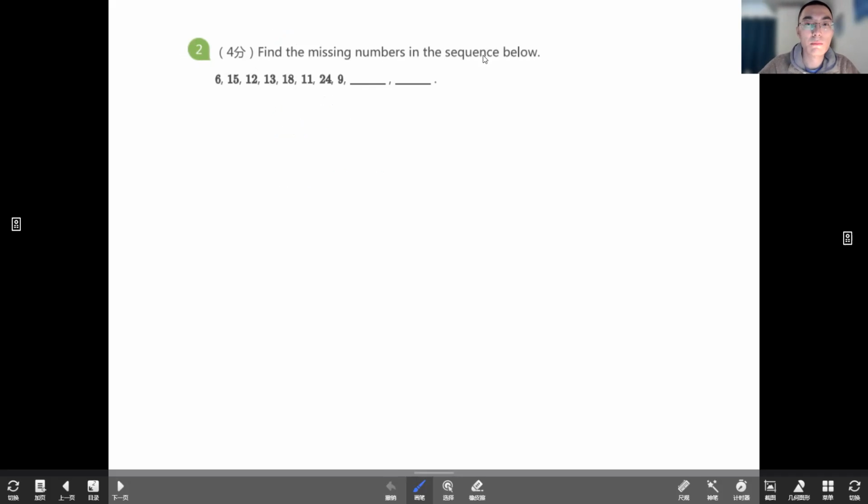Right, okay, so let's keep going with question number 2. Find the missing numbers in the sequence below. So let's look at this sequence. We have 6, 15, 12, 13, 18, 11, 24, 9. If you observe it, you should be able to spot that it is an alternating sequence. So it has two sequences mixed together. 6, 12, 18, 24 is the first sequence where we are going up by 6 every time. So reasonably, from 24 to the first blank, we'll also be adding 6. So the first blank should be 30.